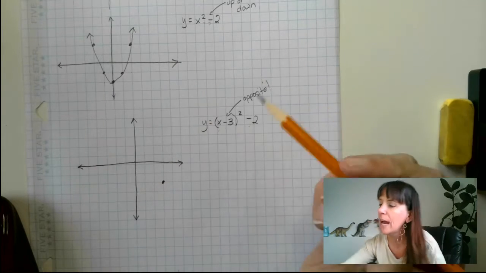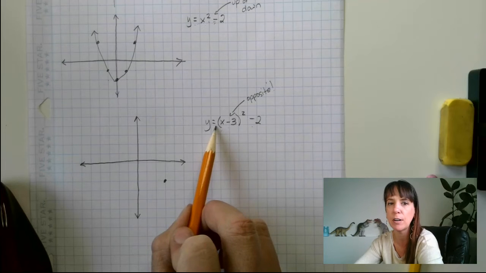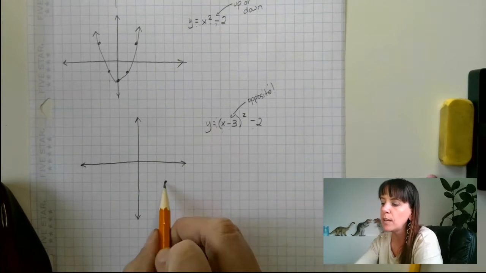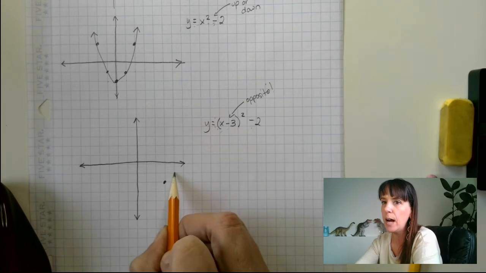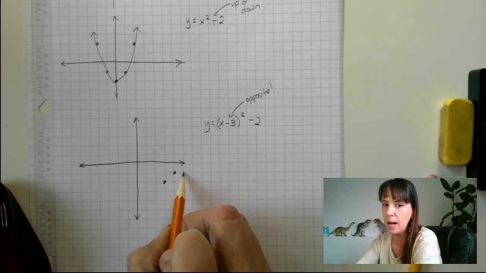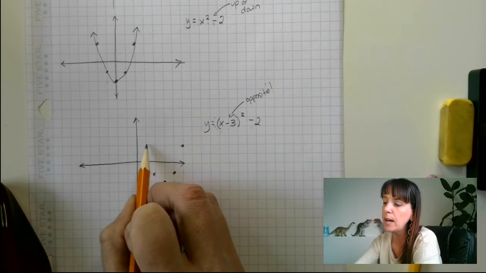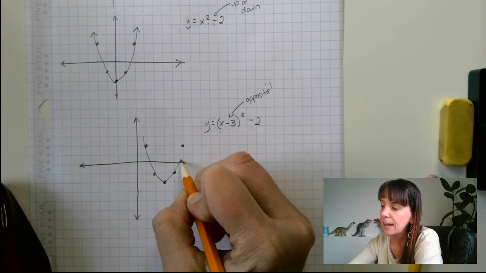Now, we don't have anything in front of our x squared here. Well, we do. We actually have a 1, right? If it's a 1, that just means the pattern's going to be the same. Over 1, up 1, over 1, up 3. Bam! Look at that. Okay?